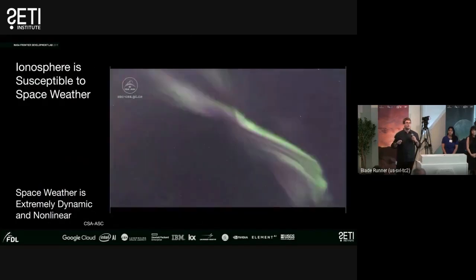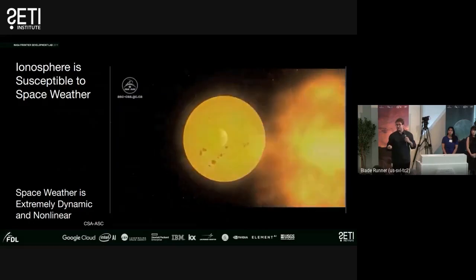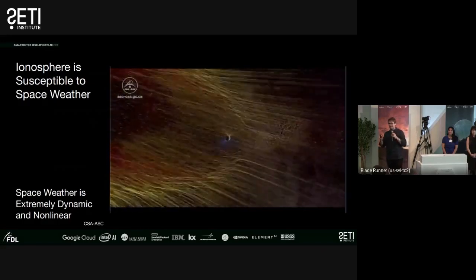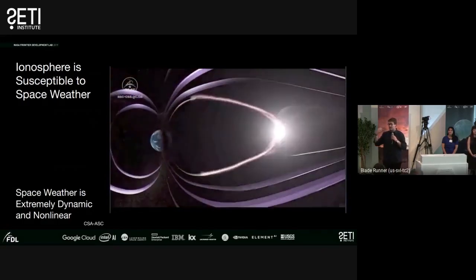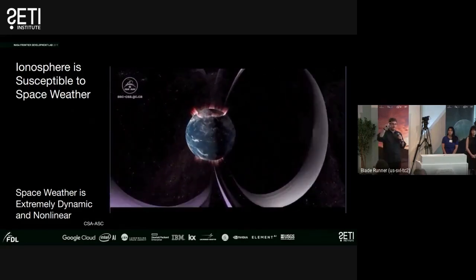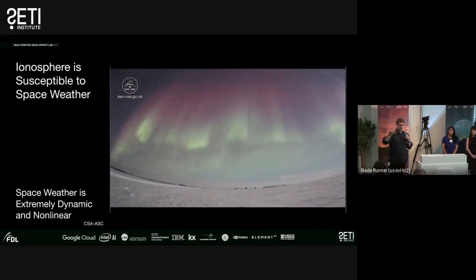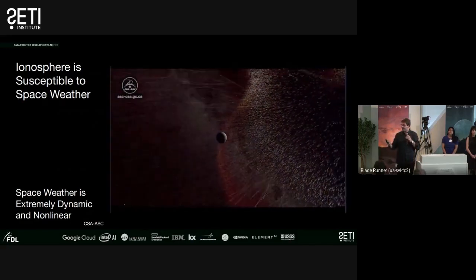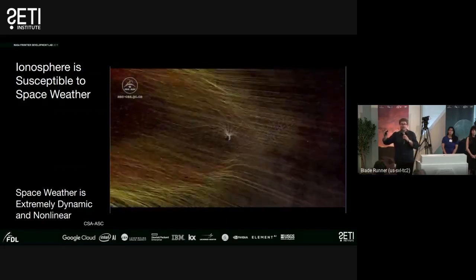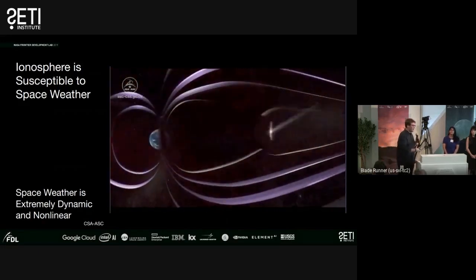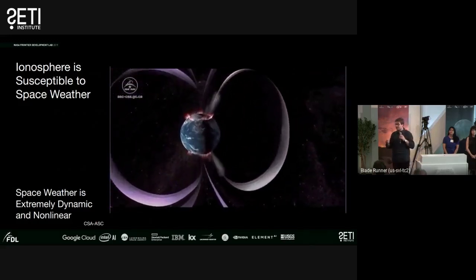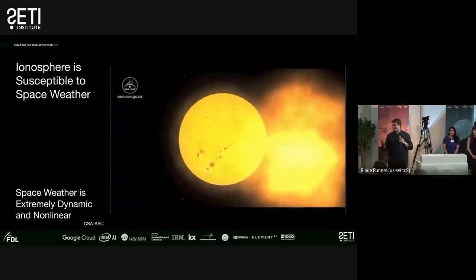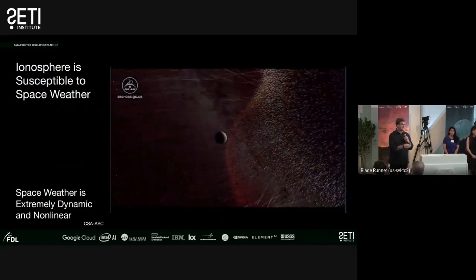Now, this ionosphere is heavily susceptible to space weather. We've heard a lot about space weather today, and let me define it a bit for you. Space weather is essentially the interaction of the solar wind with the magnetic field of the Earth and also the upper layers of the Earth's atmosphere. High energy particles originating from the sun get deposited on the magnetic field of the Earth at very high latitudes and create perturbations in the ionosphere. These perturbations can manifest as one of the most spectacular natural phenomena we've ever seen, the aurora borealis, but also create GPS disturbances.